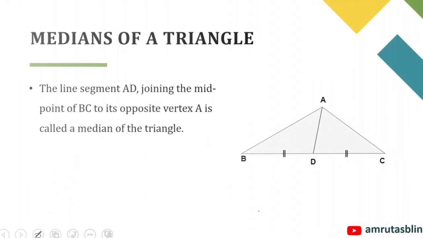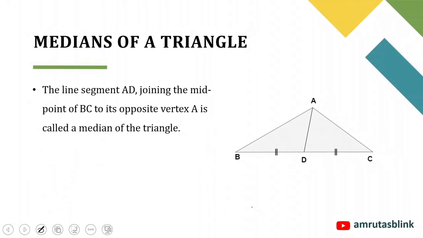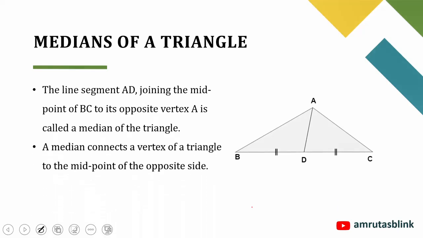Median of a triangle. The line segment AD joining the midpoint of BC to its opposite vertex A is called a median of a triangle. A median connects the vertex of a triangle to the midpoint of the opposite side. So basically, if you take any vertex of the triangle and the side in front of that vertex, you need to take the midpoint of that side. If you join the vertex and the midpoint of the opposite side, then you will get the median.